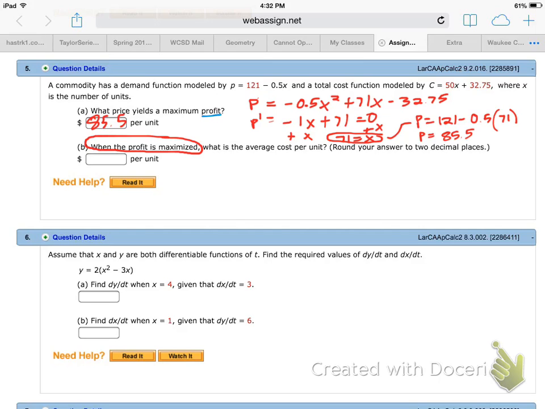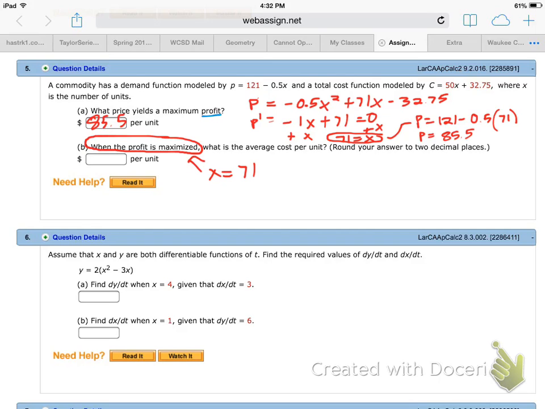Now, in part B, when I say when the profit is maximized, that's kind of calculus speak for at this x value you got for the location of the maximum, that x equals 71. So when the profit is maximized really means at x equals 71.